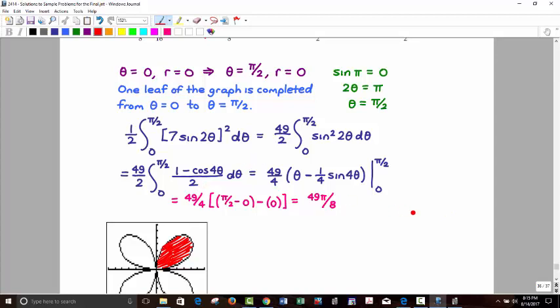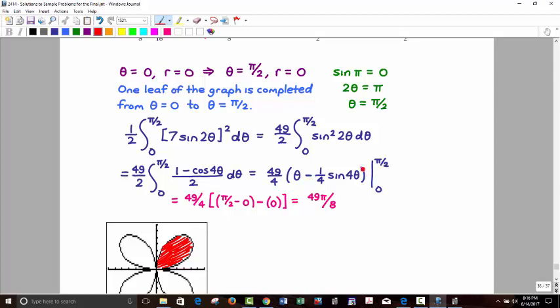So we have 49 over 2, and we have 1 minus cos 4 theta over 2, so you can bring that bottom 2 out with that 2 to make it 4. 49 over 4. The antiderivative of 1 will be theta. The antiderivative of minus cos of 4 theta will be minus 1/4 sine of 4 theta.